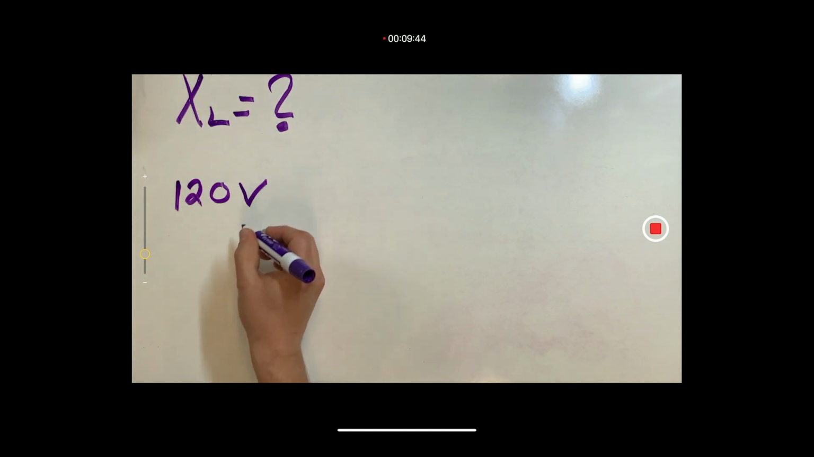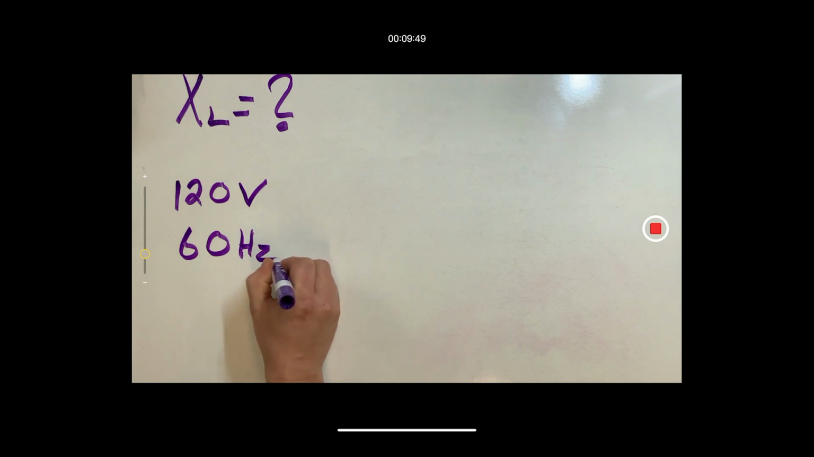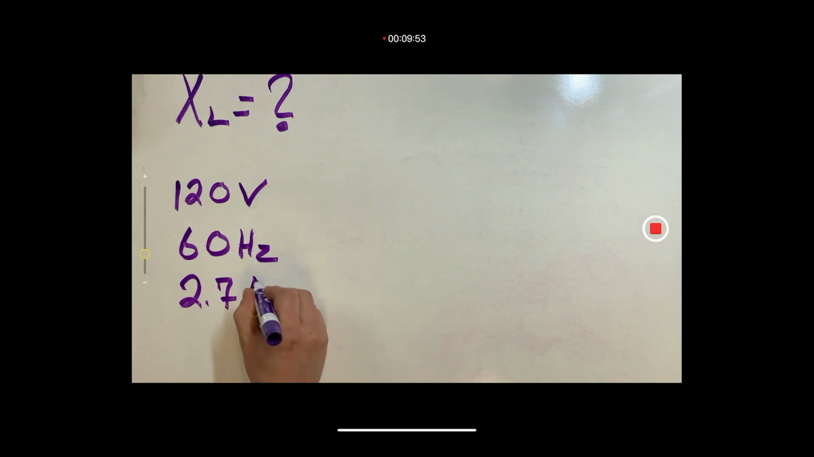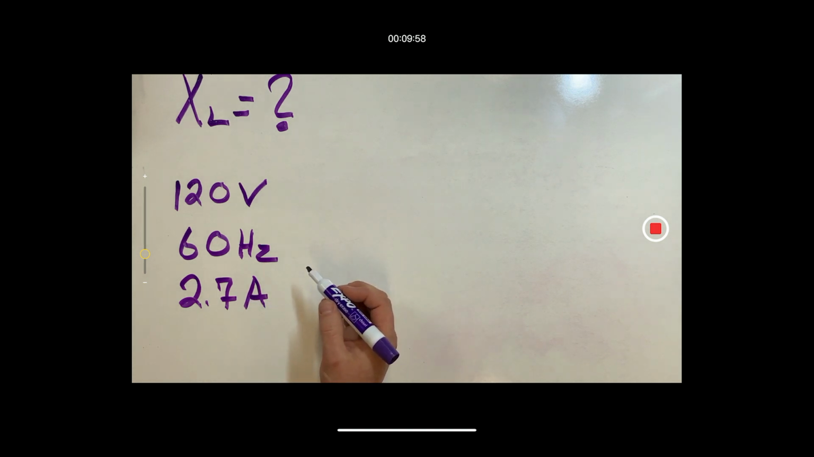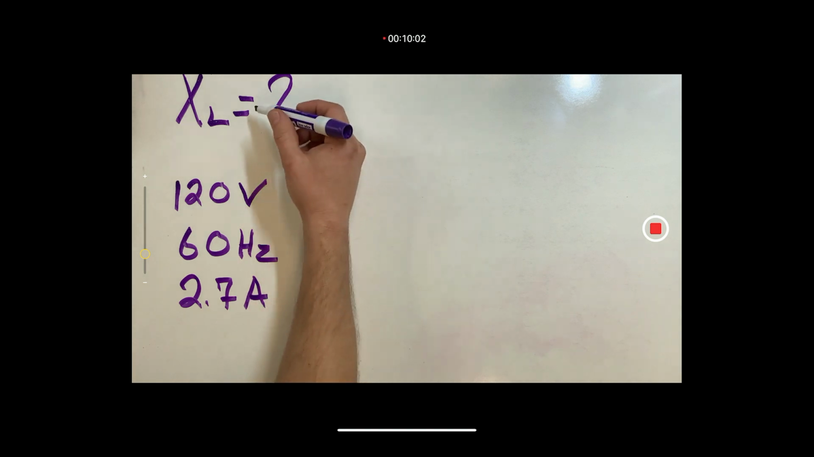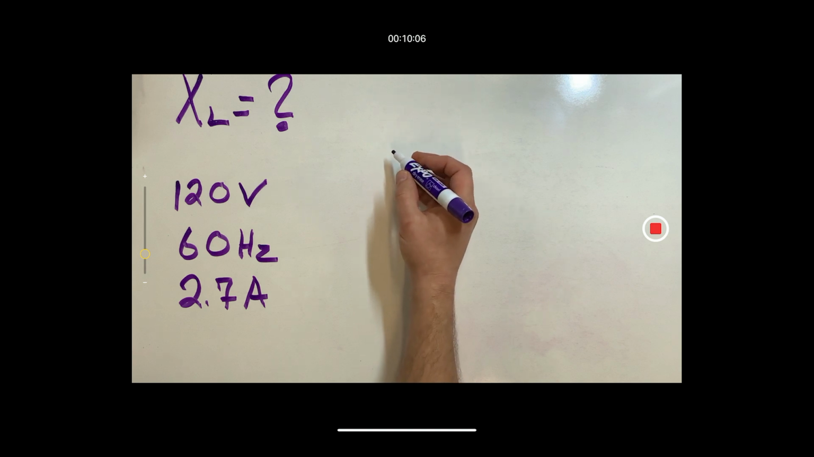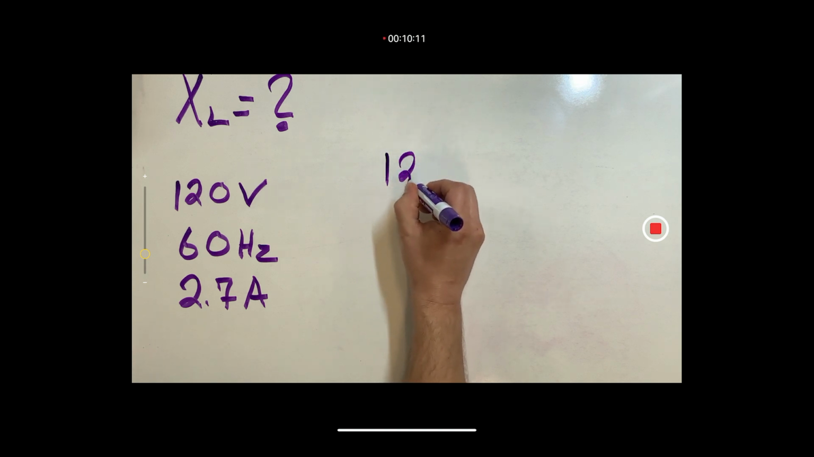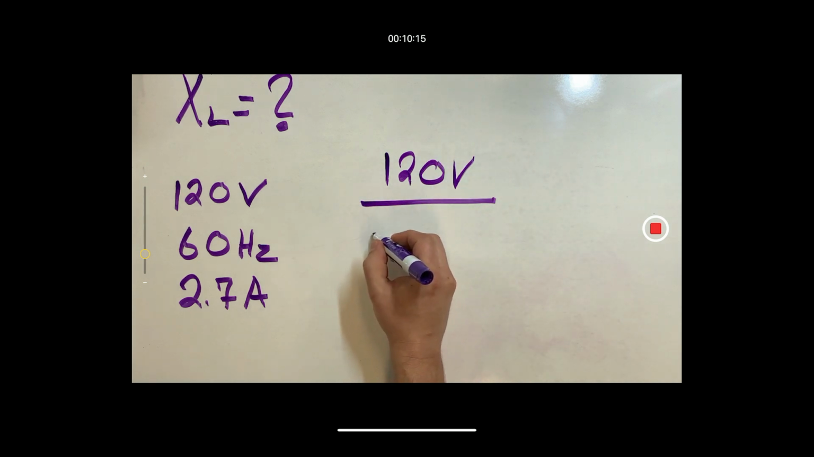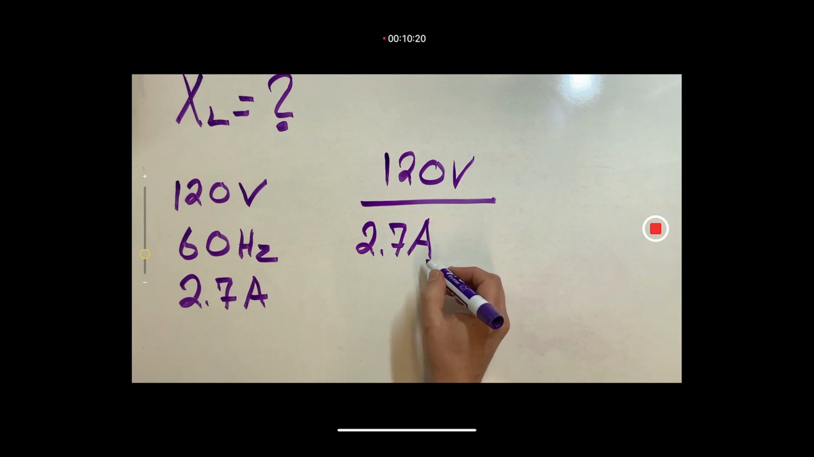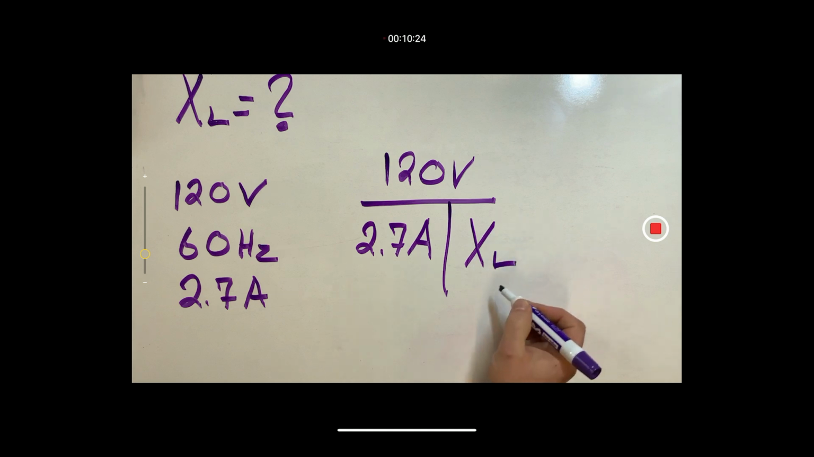So let's see what they gave us for circuit parameters. They told us there is 120 volts, 60 hertz, and 2.7 amps. Being that they gave us the voltage and the current, and they're looking for inductive reactance, we can just compute this with Ohm's law. So 120 volts over 2.7 amps would equal the inductive reactance. It's as simple as dividing 120 volts by 2.7 amps to find out what the inductive reactance opposing current flow is in that circuit.